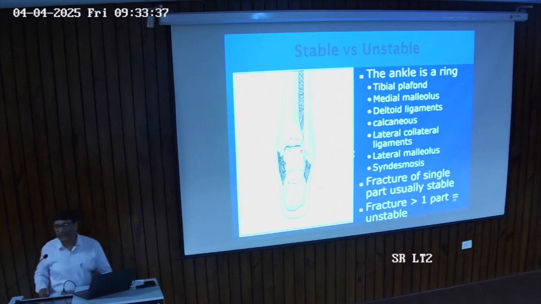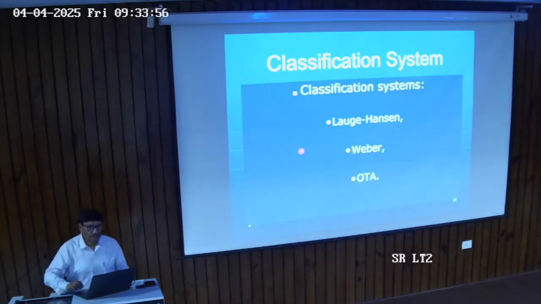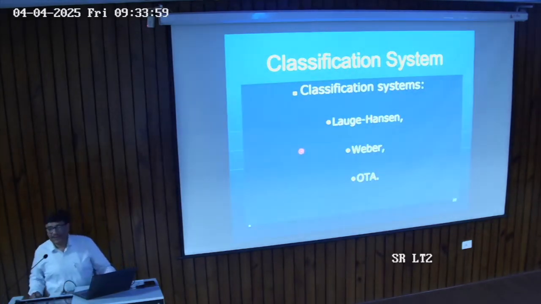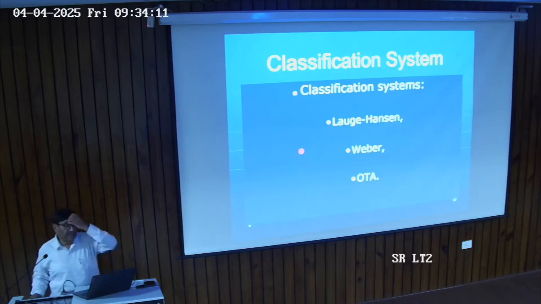If it is broken at one place, if there is a fracture or a ligament injury, fine, it will heal because the other structures are intact. But if there is a fracture at two places, or a ligament injury as well, that makes the injury unstable. So we have taken the X-rays, CT if required, then we have to understand the pattern of the ankle fracture. And we classify these injuries.